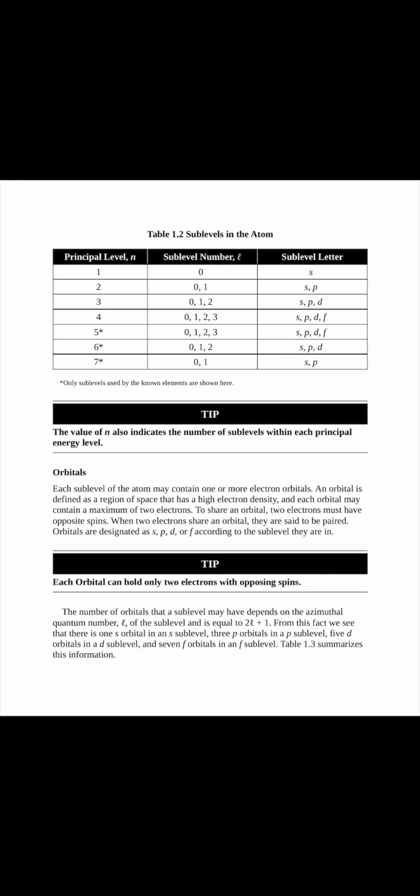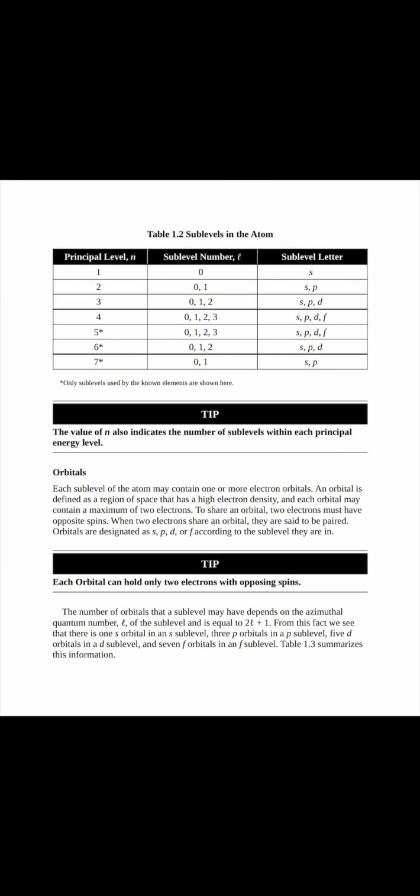Each sublevel of the atom may contain one or more electron orbitals. An orbital is defined as a region of space that has a high electron density, and each orbital may contain a maximum of 2 electrons. To share an orbital, 2 electrons must have opposite spins. When 2 electrons share an orbital, they are said to be paired. Orbitals are designated as s, p, d, or f, according to the sublevel they are in. Tip: each orbital can hold only 2 electrons with opposing spins.